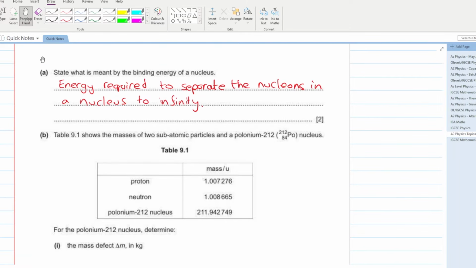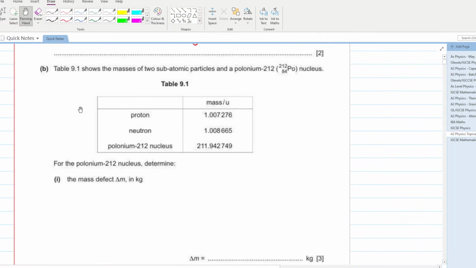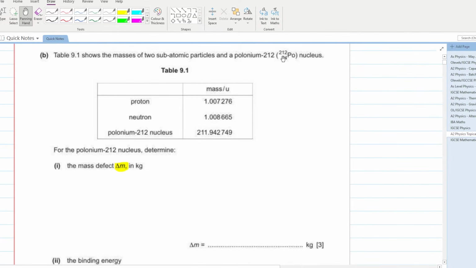Let's see part B. Table 9.1 shows the masses of two subatomic particles and a polonium 212 nucleus. For the polonium 212 nucleus, determine the mass defect. So how many protons does polonium have? 84. So polonium has 84 protons.